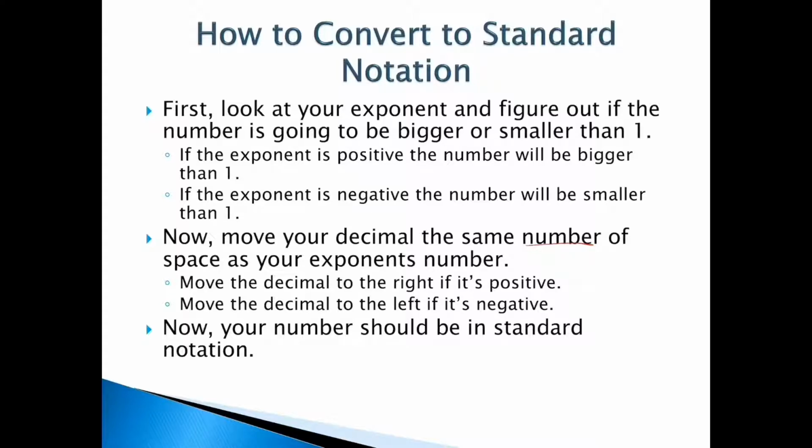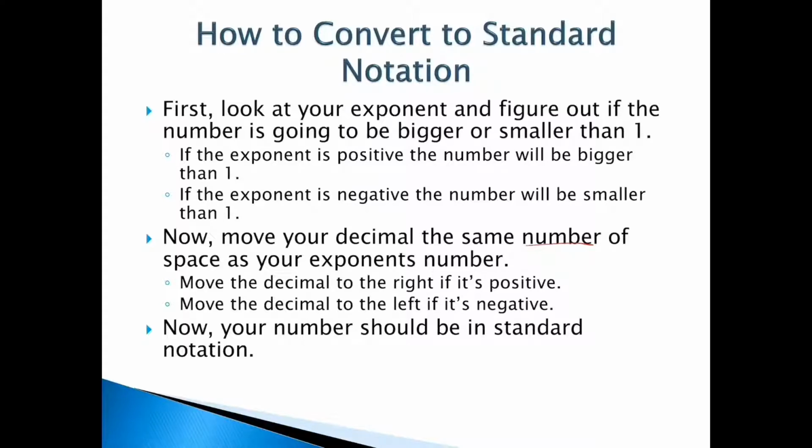So once we've figured out if our number is going to be bigger or smaller than 1, now we need to move the decimal place. And we're going to move it the same number of spaces as our exponent. So if our exponent says 8, we're going to move it 8 spaces to the right. If our exponent says -2, then we're going to move our decimal 2 spaces to the left. So if our exponent is positive, move the decimal to the right. If our exponent is negative, move it to the left.